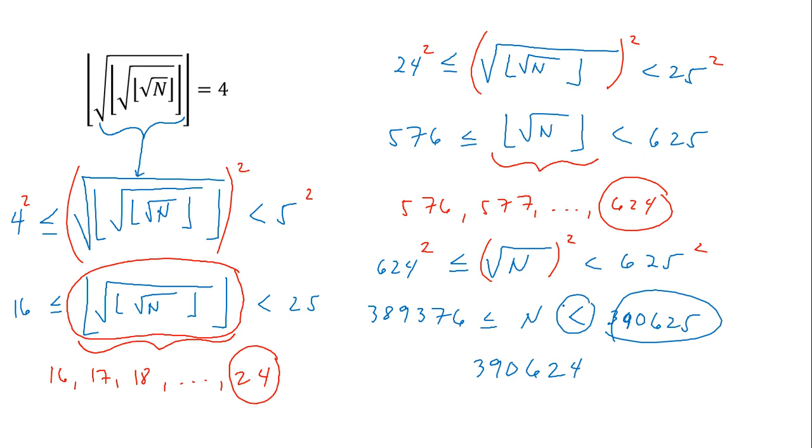Now the question is, the item is asking us to find the sum of all the digits of the largest possible value of n. So the sum of the digits is: this is 12, this is 12, this is 12, so we have 24. And this is our final answer.